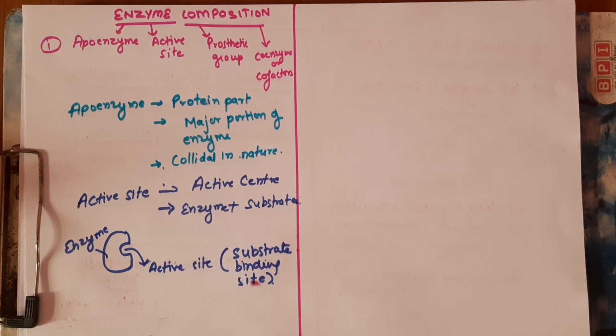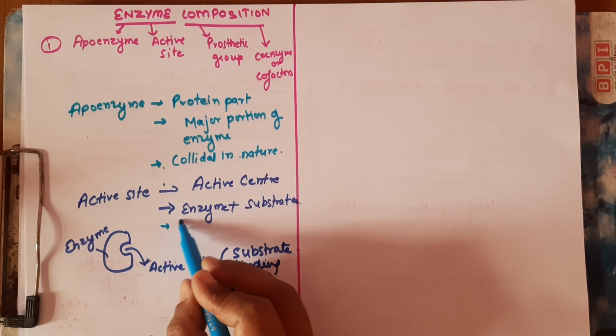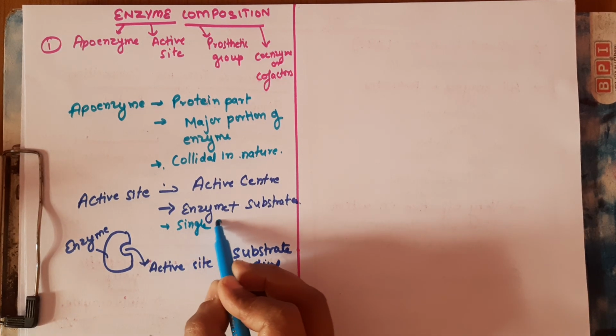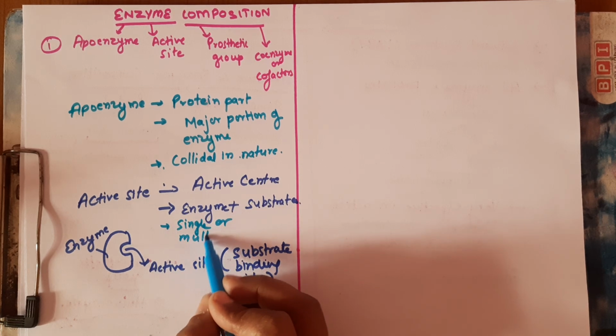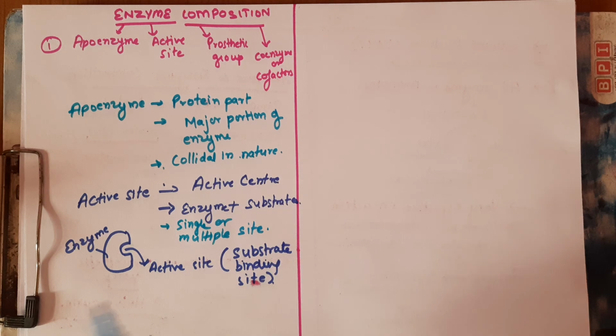Now the interesting thing about the enzyme is that certain enzymes will have only a single active site, but there are few enzymes that have several such sites. So the enzymes can have single or multiple active sites where the substrate can bind.